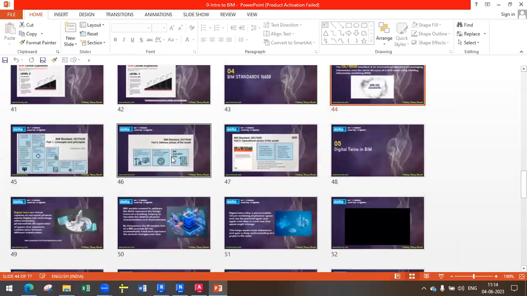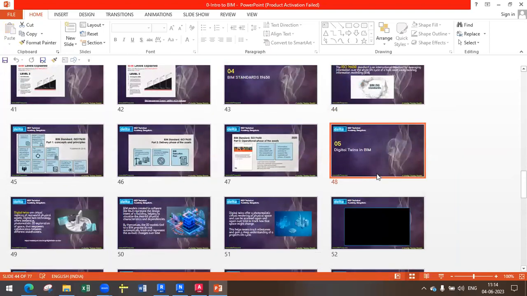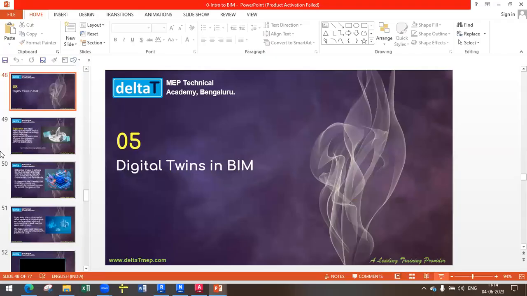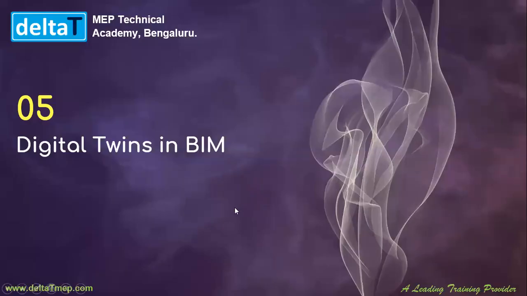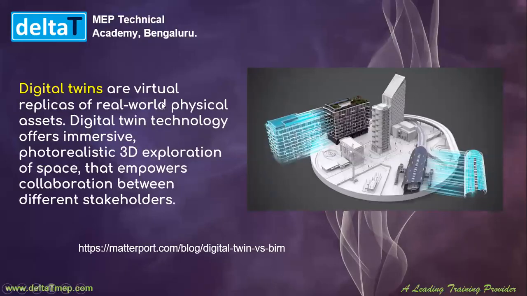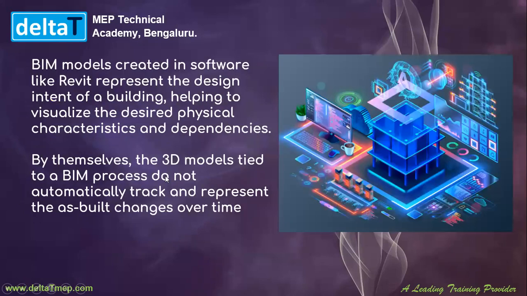After this, nowadays a new technology has come, known as digital twins in BIM. So what is this? Digital twins are virtual replicas of real world physical assets. Digital twin technology offers immersive photorealistic 3D exploration of space that empowers collaboration between the different stakeholders. Here we have a BIM model created in software like Revit, representing the design intent of the building, helping to visualize the desired physical characteristics and dependencies.